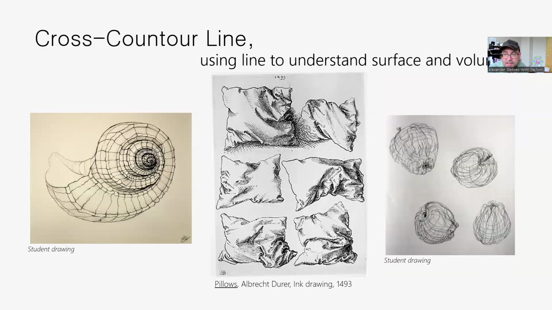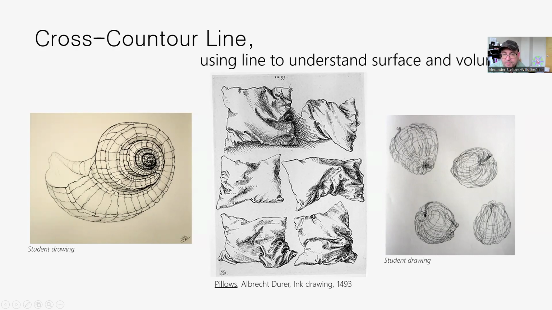Okay. Cross contour line is the idea that when you're drawing a form, you're trying to imagine an imaginary line that wraps itself around the form. And that helps you to better understand the volume of the form. So I think this student drawing right here does a great job of explaining that process. You can really see the student really thinking through the volume of the apple.